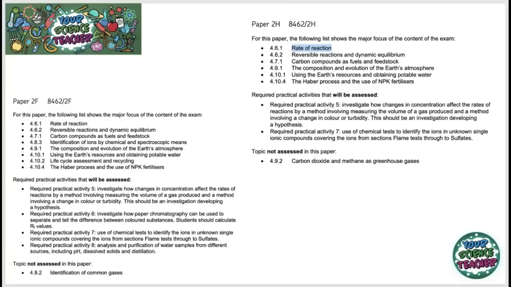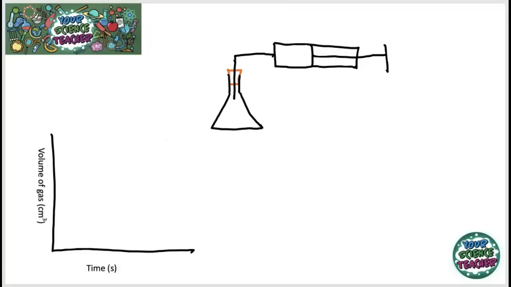assessed in this video. Let's start off with the required practicals, because I think this is a really easy way to pick up easy marks, because we know it's definitely going to be in the paper, and with the required practicals, there's only a certain amount of information they can really ask. So the first required practical is a rate of reaction practical, and it says investigation for how changing the concentration can affect the rate of reaction.